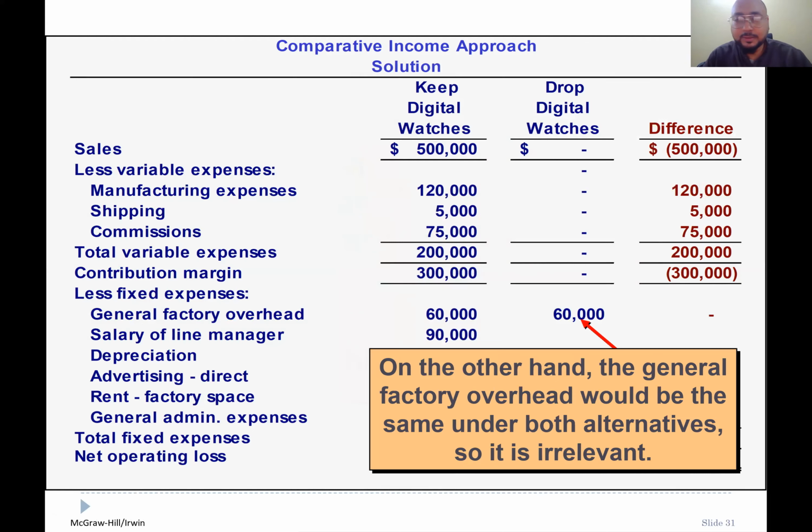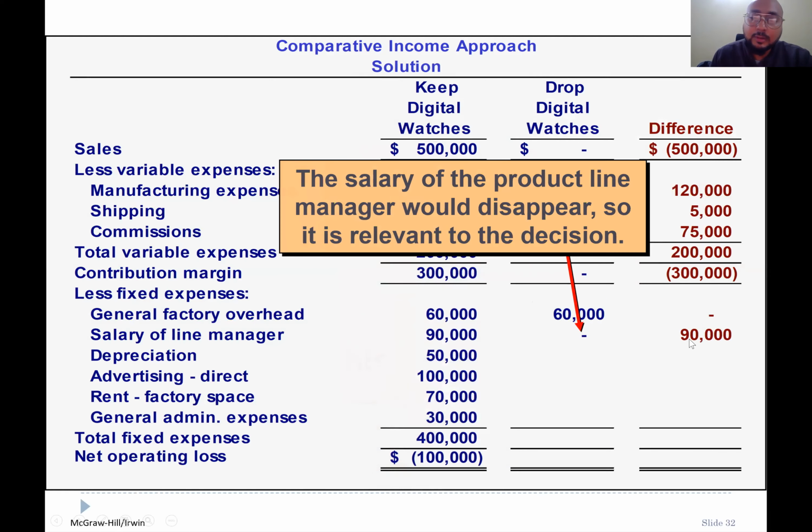Less fixed expenses: you still have to pay the general factory expenses, so it's the same in both alternatives. We are not writing it in our differential analysis. Salary of the line manager, you can avoid it, so it's a 0 here. So the differential is scenario 1 minus 2. You can just write it down like this.